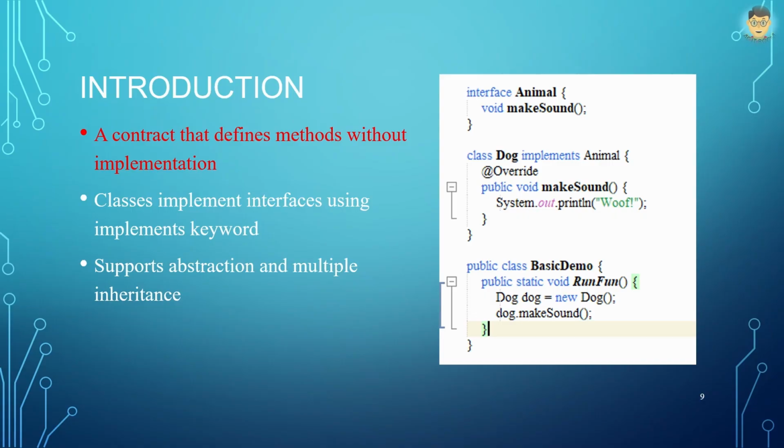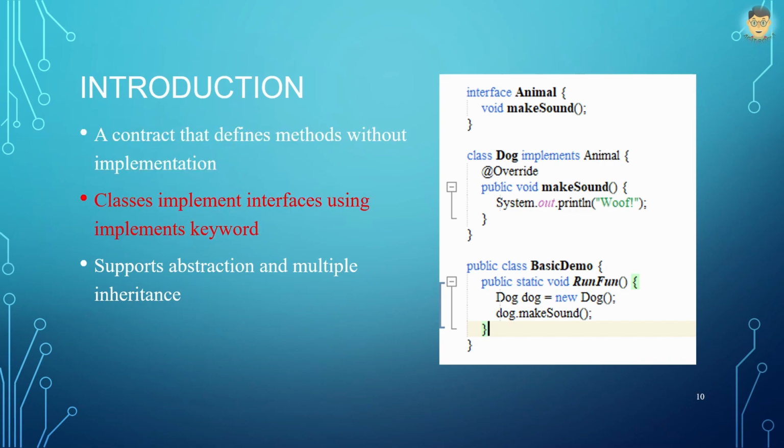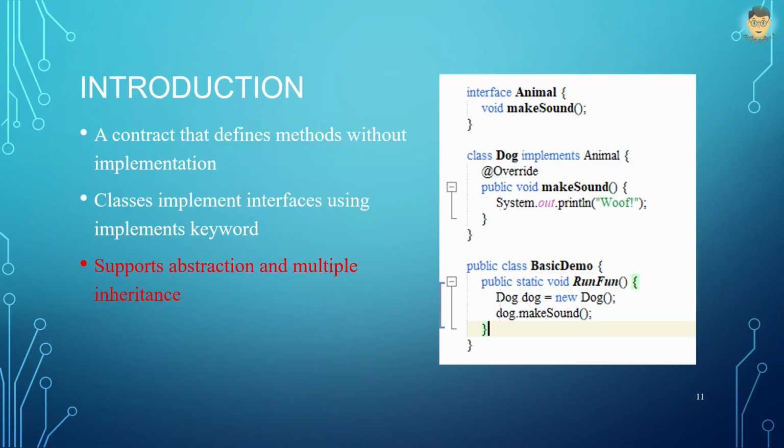An interface acts as a contract. It defines method signatures without providing their implementation. Classes use the implements keyword to adopt and define the methods of an interface. Interfaces support abstraction and allow a form of multiple inheritance in Java.